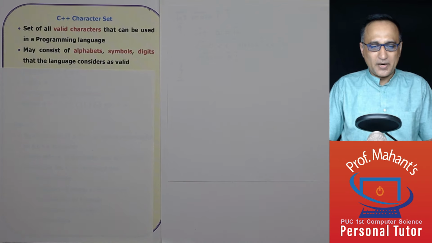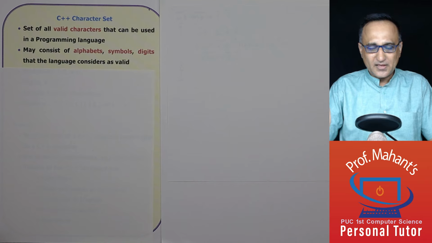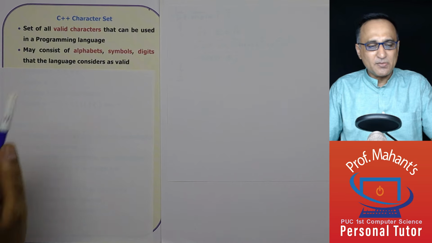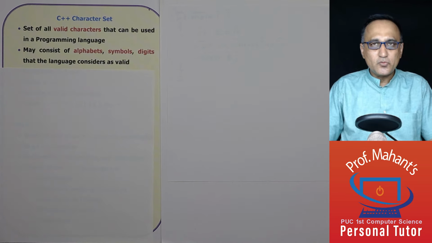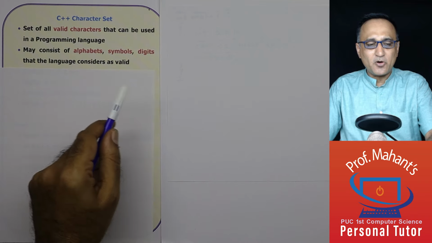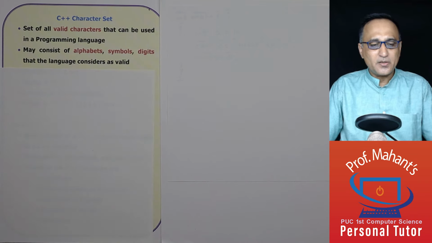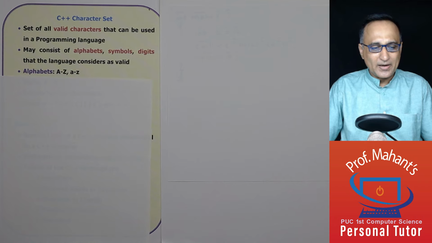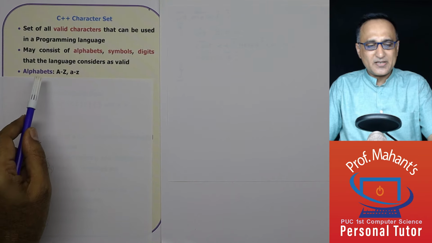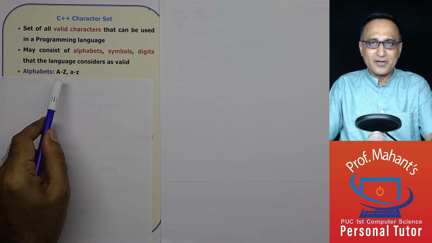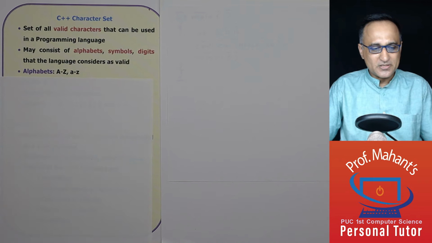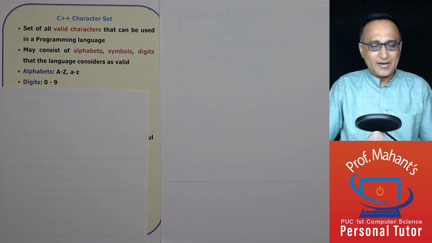So the easiest way to think of character set is think of English language or Kannada language. What are the legal alphabets, characters or symbols you can use in English or Kannada? If you use them in the other one, they become invalid. Similarly, programming languages allow you to use only certain alphabets, symbols, digits and characters to write programs which the language considers as valid. The first valid symbols a programming language allows you to use is alphabets capital A to capital Z, small a to small z, the digits 0 to 9.